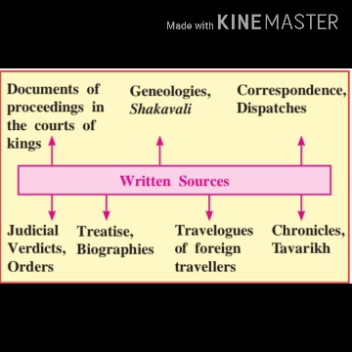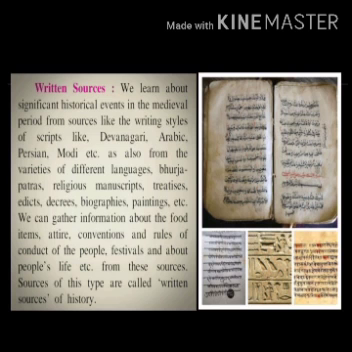Documents of proceedings in the courts of kings, treaties, biographies, correspondence, travelogues, chronicles, tawarikh, etc. We learn about significant historical events in the medieval period from sources like the writing styles of scripts like Devanagari, Arabic, Persian, Modi, etc., as also from the varieties of different languages, Bhurjapatras, religious manuscripts, treaties, edicts, decrees, biographies, paintings, etc. We can gather information about the food items, attire, conventions, and rules of conduct of the people, festivals, and about people's life, etc. from these sources. Sources of this type are called written sources of history.